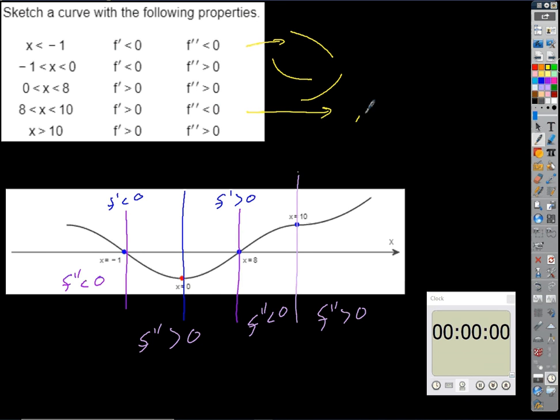So this one is gonna be like that. That's it, those are the only 4 possibilities you could get from combinations of signs of first and second derivative. And then we just have to stitch those together, so that point right there is gonna go right there.